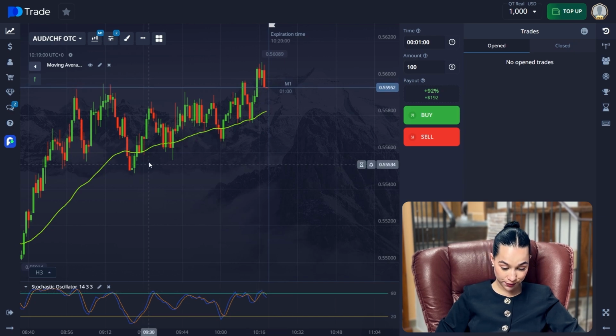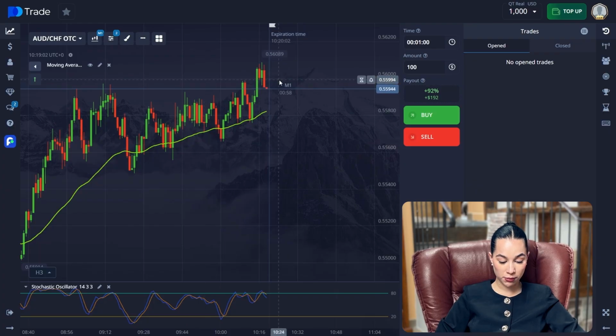So here we can see 3 red candles. By all of the indicators, it's a signal down as well.